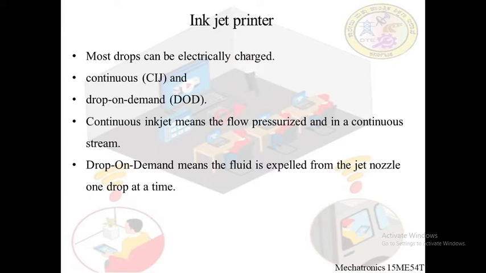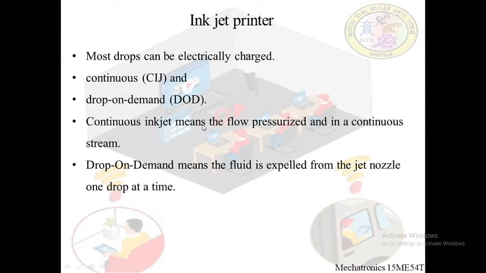Most drops can be electrically charged. The ink droplets are electrically charged in order to have better control over them. There are two types of inkjet printers: continuous inkjet and drop on demand type.